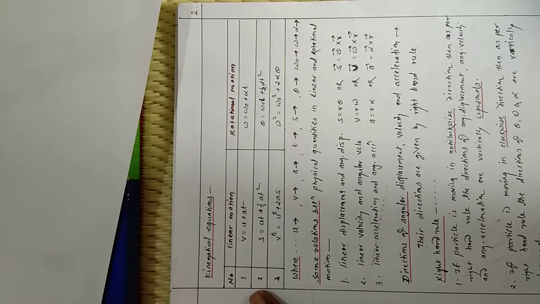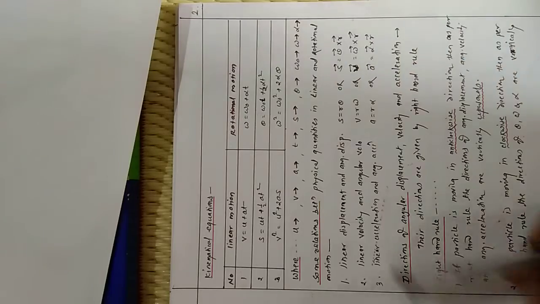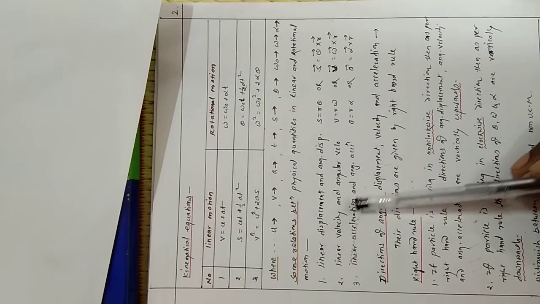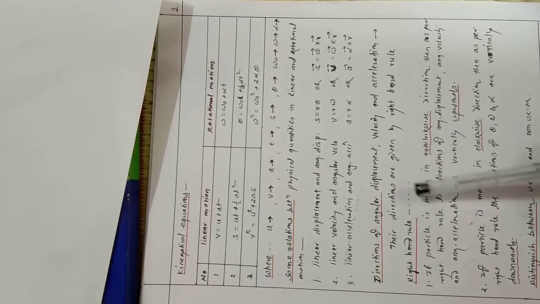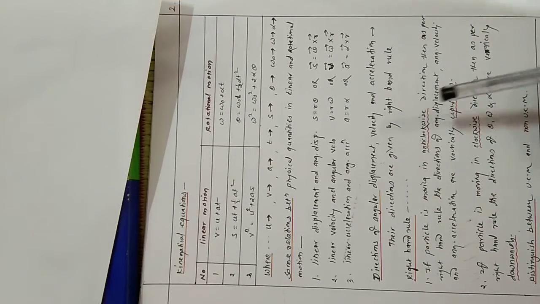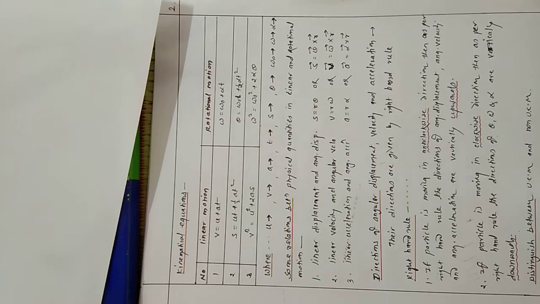There are a total of three kinematical equations in linear and in rotational motion. First, second, third will be given there. Then some relations are also given there. The directions of the angular displacement, velocity and acceleration are also given by the right hand rule. All this part is already to be studied.